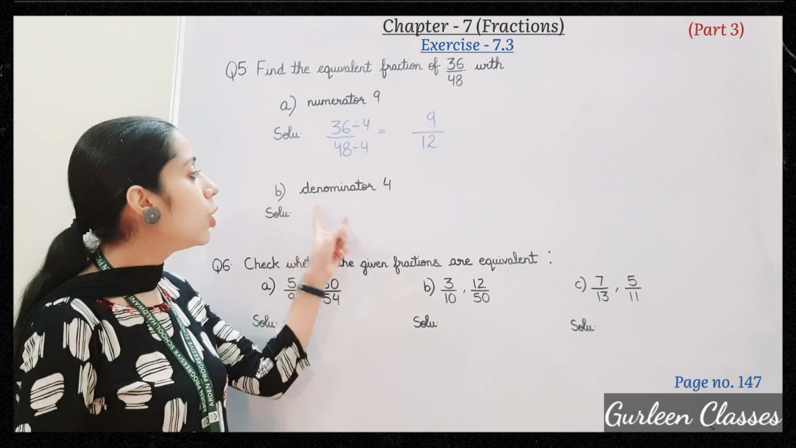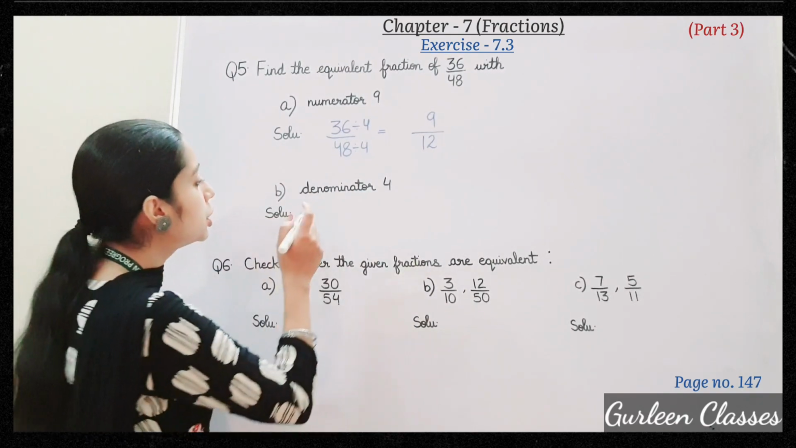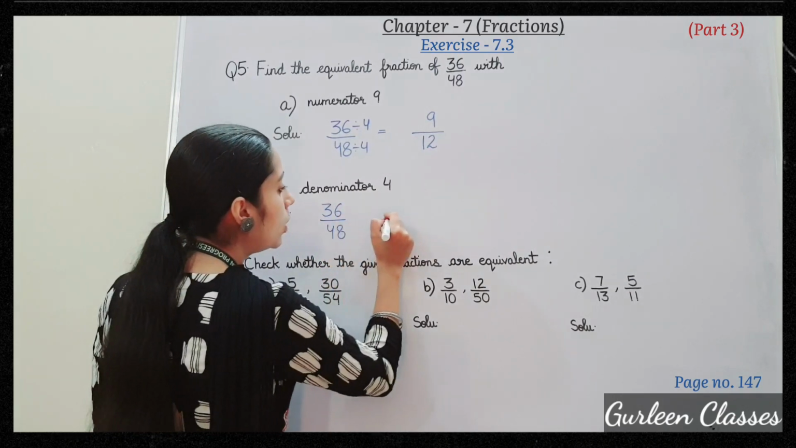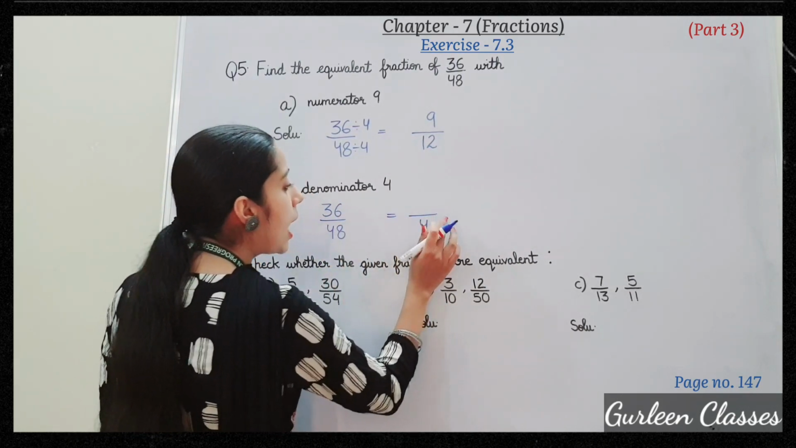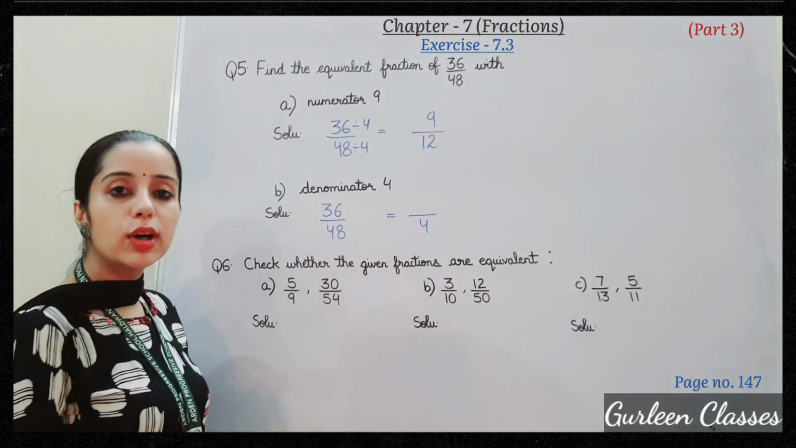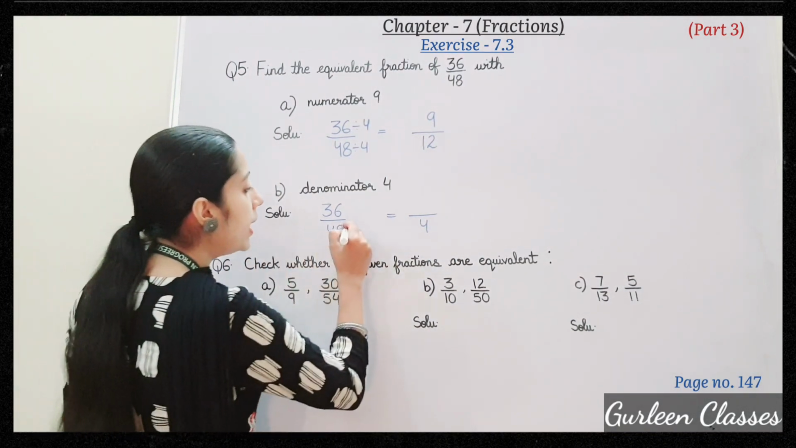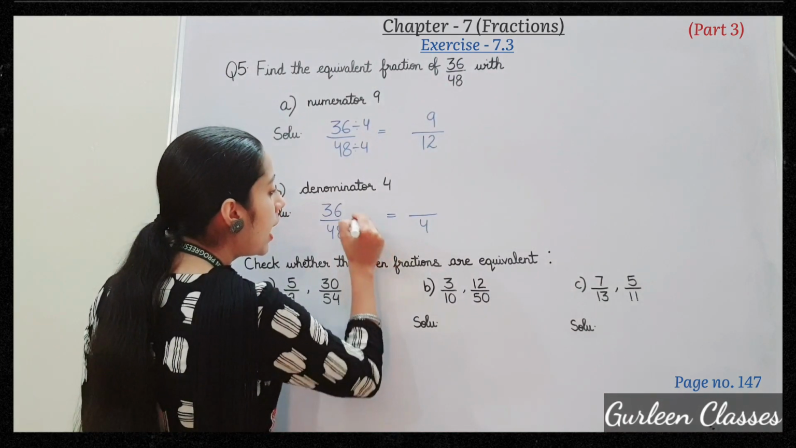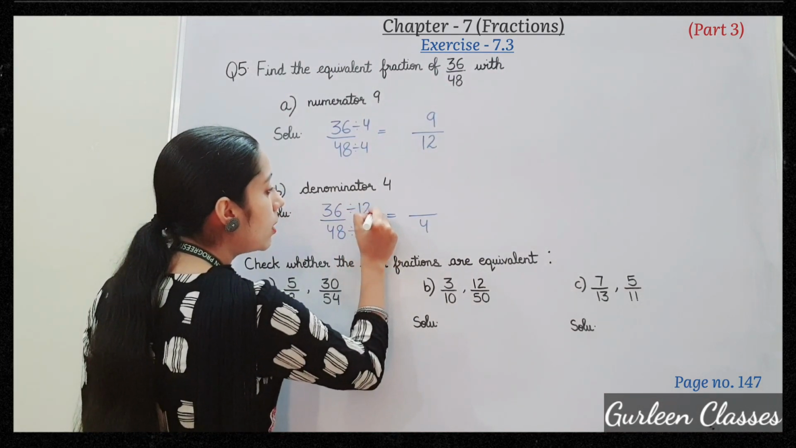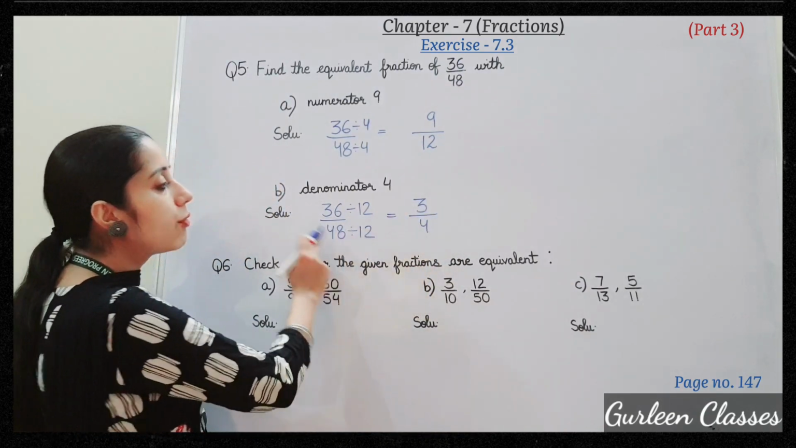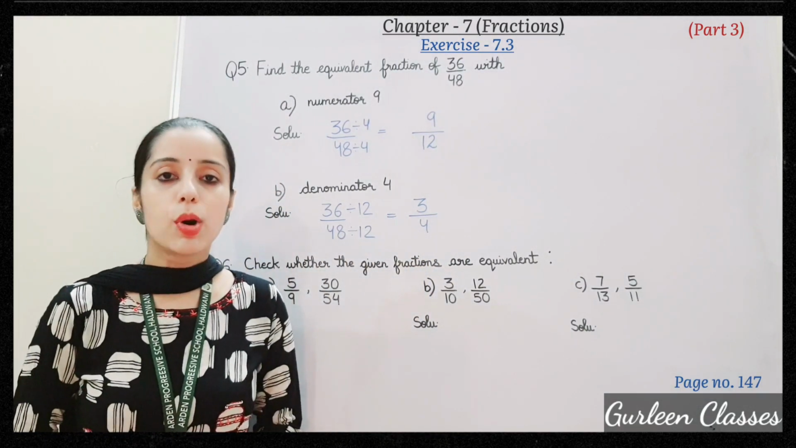B: denominator 4. The fraction is 36 upon 48 and the denominator is 4. What will you multiply 4 by to get 48? 4 12s are 48. So you will divide the denominator by 12 and the numerator also by 12. 12 3s are 36 and 12 4s are 48. The fraction is 3 upon 4.